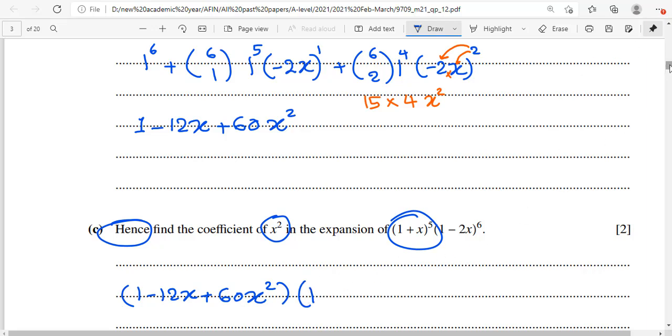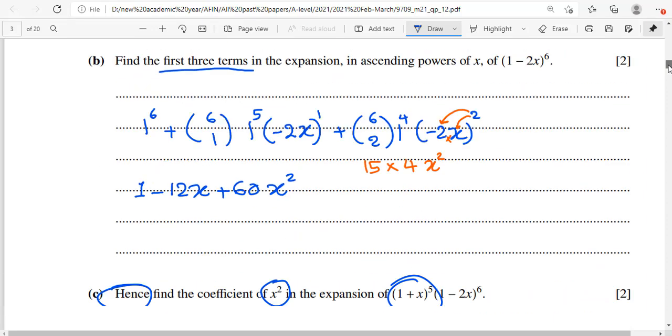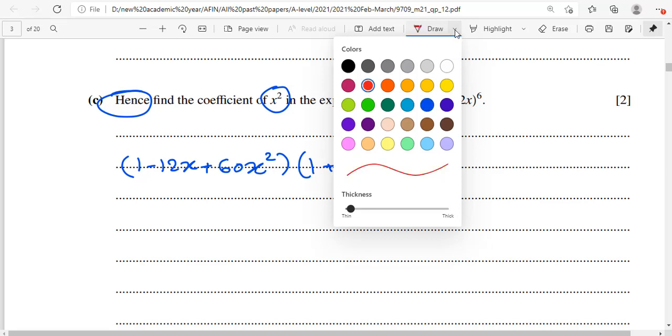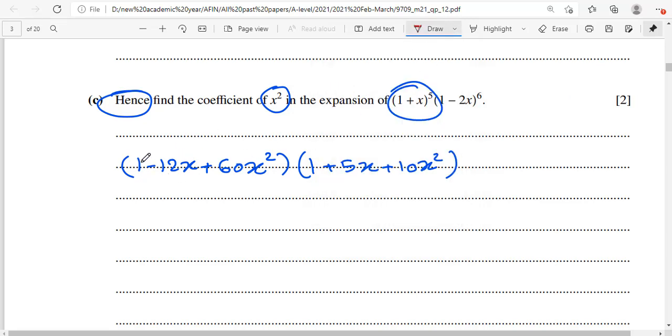It was 1 plus 5x plus 10x squared. Now let's do this multiplication. We have two brackets. Each bracket has 3 terms inside. So we're going to multiply all of them by 1, multiply all of them by negative 12, multiply all of them by 60. Let's write the result. 1 times 1 is 1. 1 times 5x is positive 5x. 1 times 10x squared is positive 10x squared. This is for the 1.